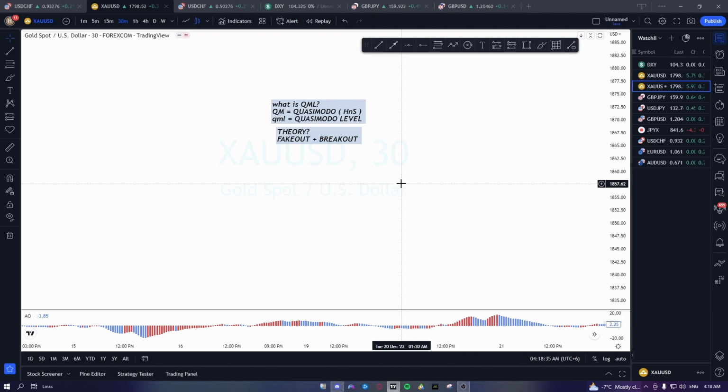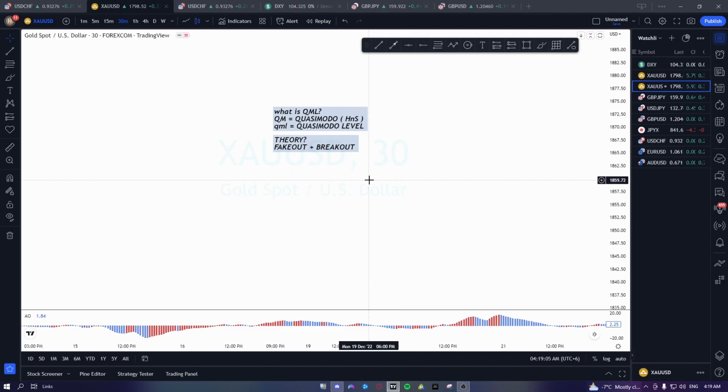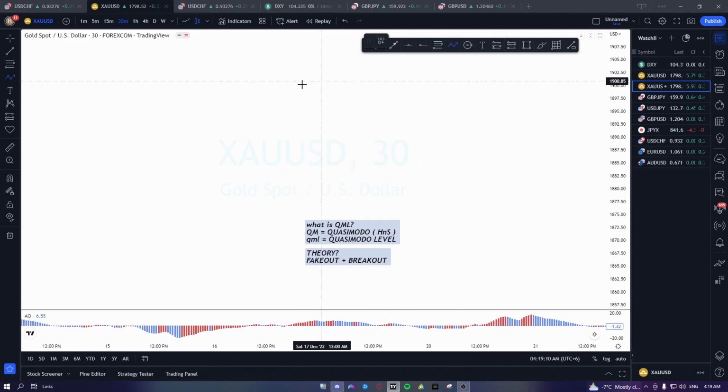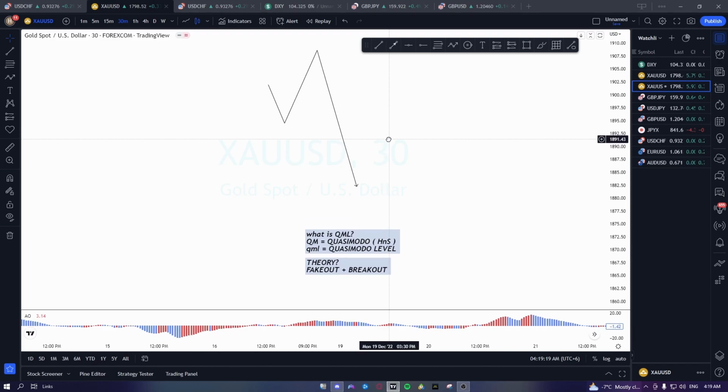Why it is very important to understand QM level: when you spot a setup with QM level, obviously there are a lot of things into it, but today we're only going to talk about the basic QM level. Why is it a fake out and a breakout? For example, the pattern of QML: you want to look for high, low, higher high, and a lower low. For example, the market was doing like this in an uptrend.